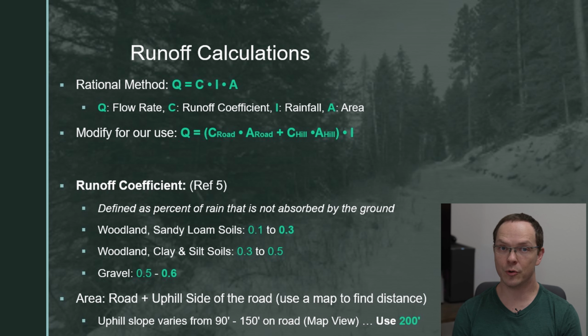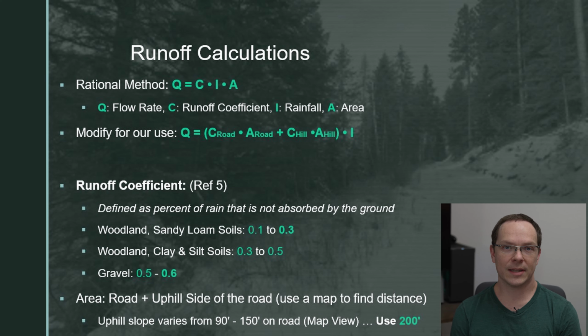It's just Q, which is the flow rate, and that's going to be, I believe, gallons per second. Sorry, cubic feet per second. And then C is the runoff coefficient, I is the rainfall, and then A is just your area. So you take that and multiply it out, and that gives you your runoff.